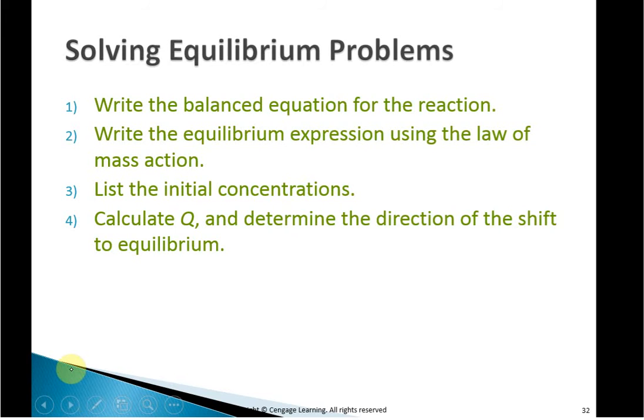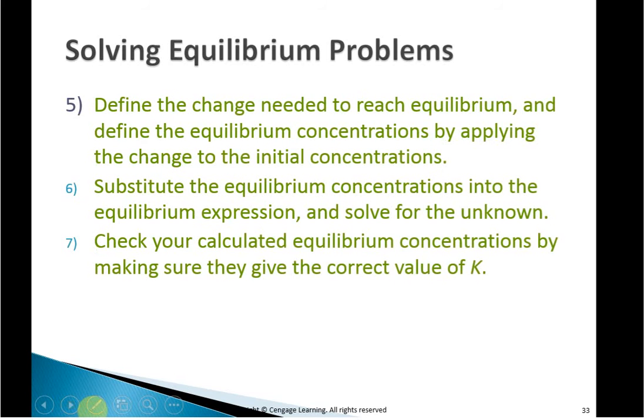There we go. So when doing these problems, find the balanced equation. If it's not balanced, you're not going to have the right K expression, and your numbers are going to be wrong. List your initial concentrations, and then you can calculate Q if you need to determine how it's going to shift. Or, more importantly, figure out how you're going to have a change occur. Then we're going to find our equilibrium concentrations, plug them in, and you're going to find your value of K.